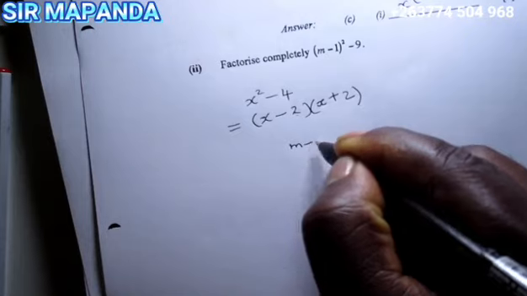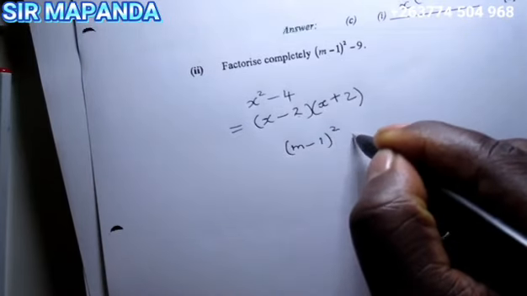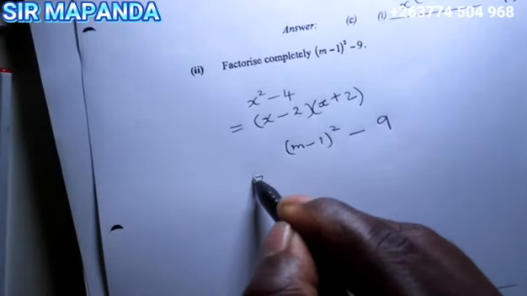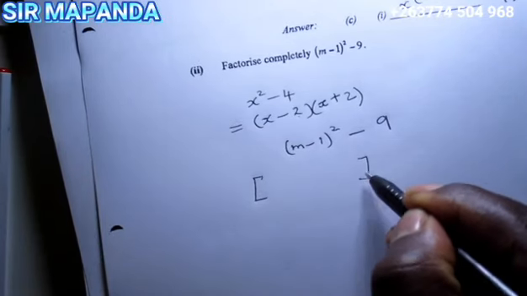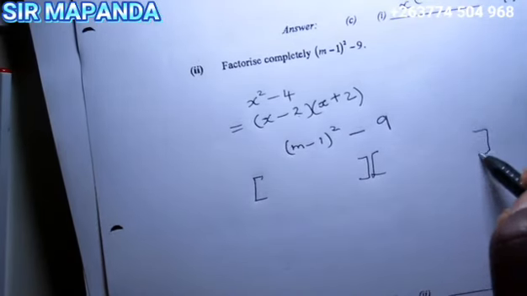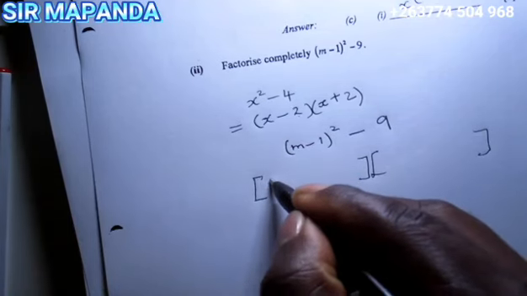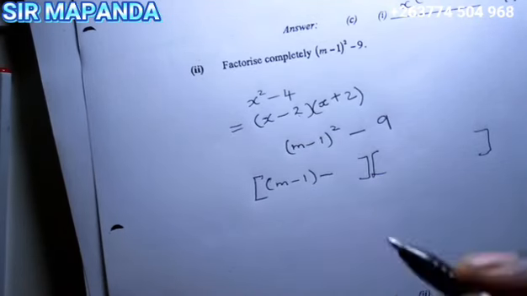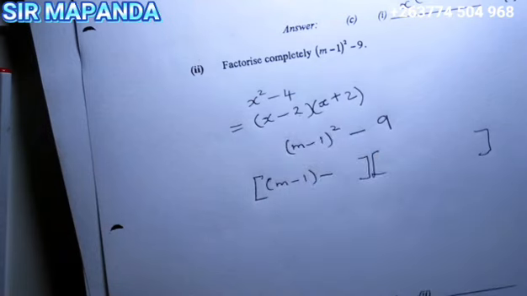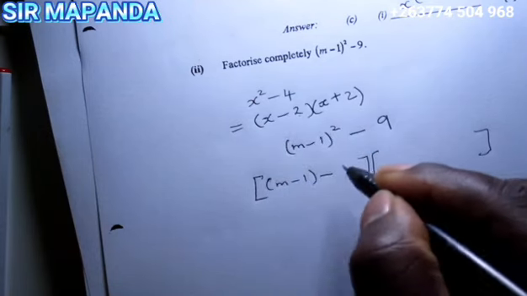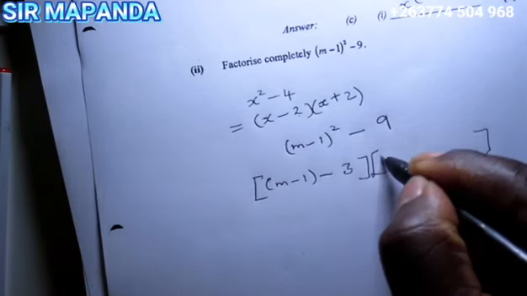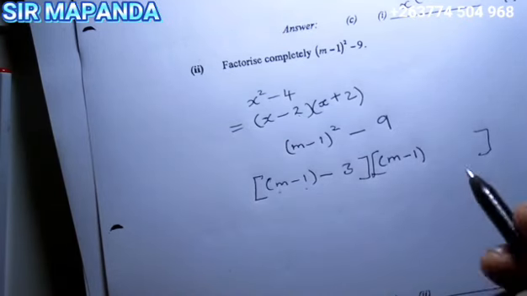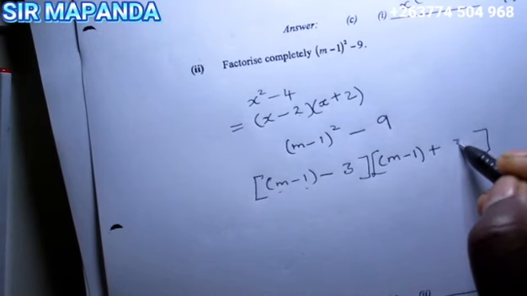We are given m minus 1 squared as a perfect square minus 9, where 9 is also a perfect square, right? So in this case, let me use big brackets since we have a smaller bracket, right? Square root of m minus 1 squared, you'll be left with m minus 1, like this. Then you put a negative sign, the way we did on x squared minus 4. Square root of 9 is 3, right? So the other bracket is going to use a positive sign, but using m minus 1 and 3. So I'm going to put a positive sign in between m minus 1 and 3.